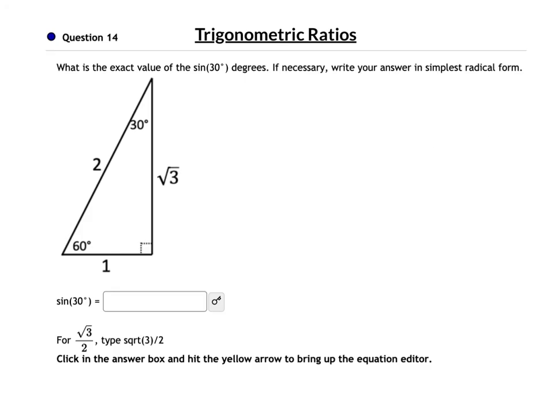Question 14. We're going to find the exact value of the sine of 30 degrees. SOHCAHTOA.